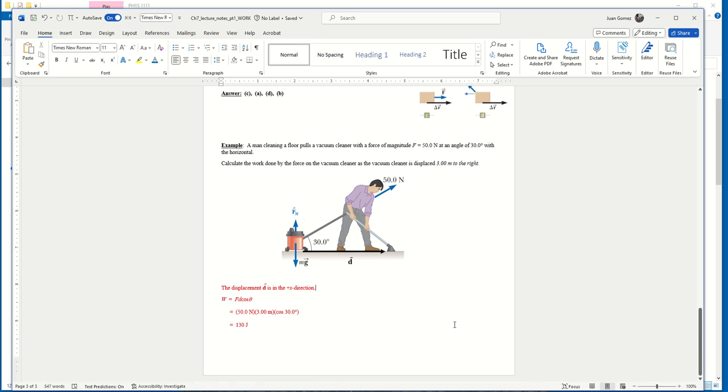So work is F D cosine theta. And 50 newtons times 3 meters times the cosine of 30 will give you 130, and we know that the MKS unit of work is always expressed as a joule, which is abbreviated with a large J. And again, we know Fn and mg do no work. Why? Because they are perpendicular to D. Cosine of 90 is 0.